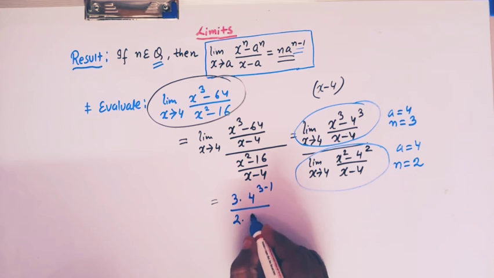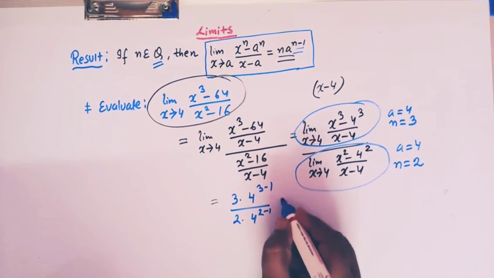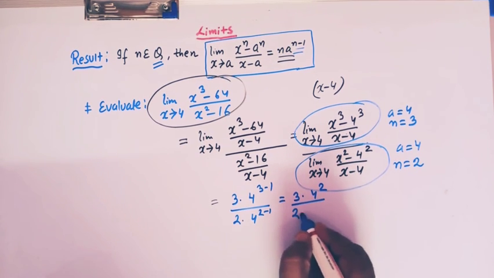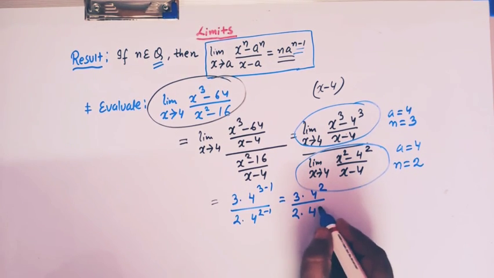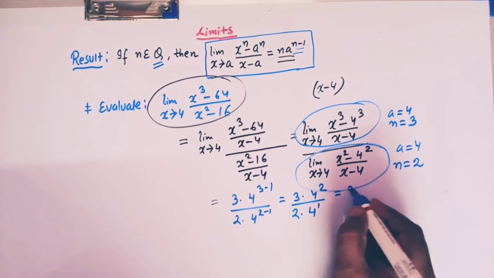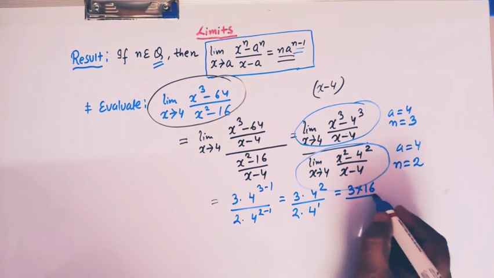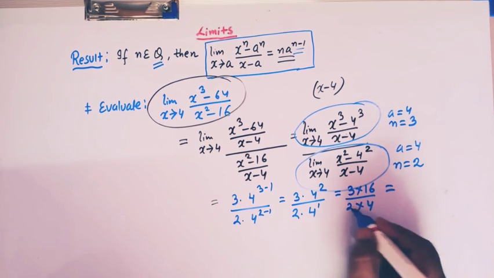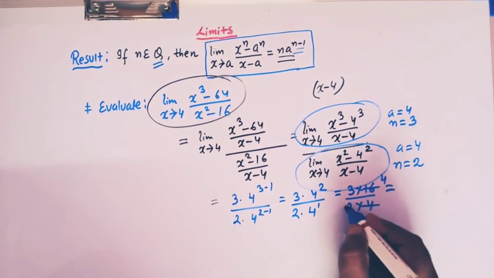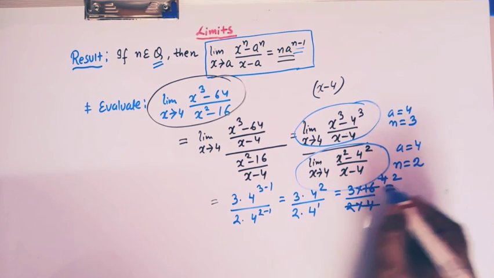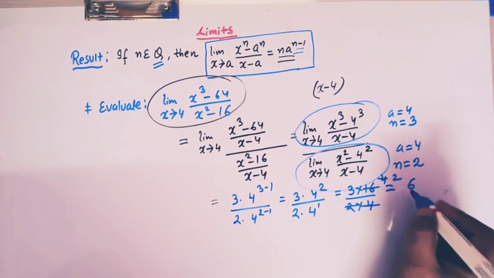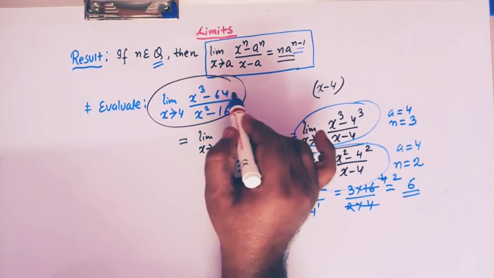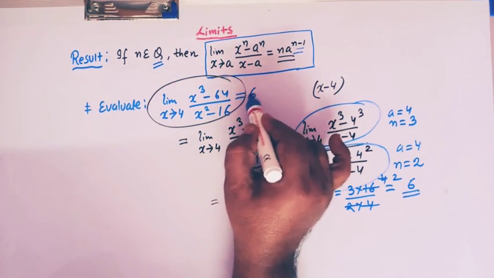So a is 4, so we have 4 raised to 2 minus 1. So this is 3 times 4 square, and this is 2 times 4 raised to 1, and this is 3 times 16 divided by 2 times 4, and we can write 4 4s are 16. This is 2 times, so we have 3 times 2, that is 6, right? So the limit of this rational expression is 6, right?